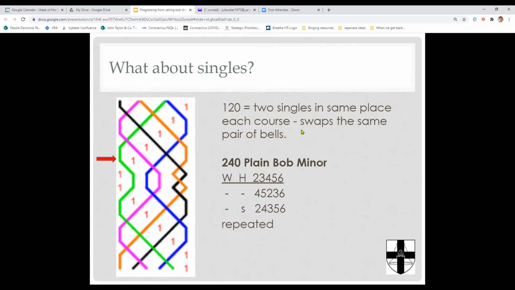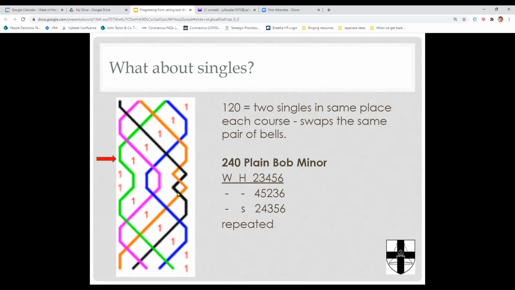It's usual to do it in the 5th lead because the tenors are back at home and it sounds nicer. So you could put it in any lead, but it's usual to do it in the 5th lead. And then you go all the way through again, and when you get to the 5th lead in the next course, you put another single in and it swaps them back. And that's a really nice, simple thing to do.